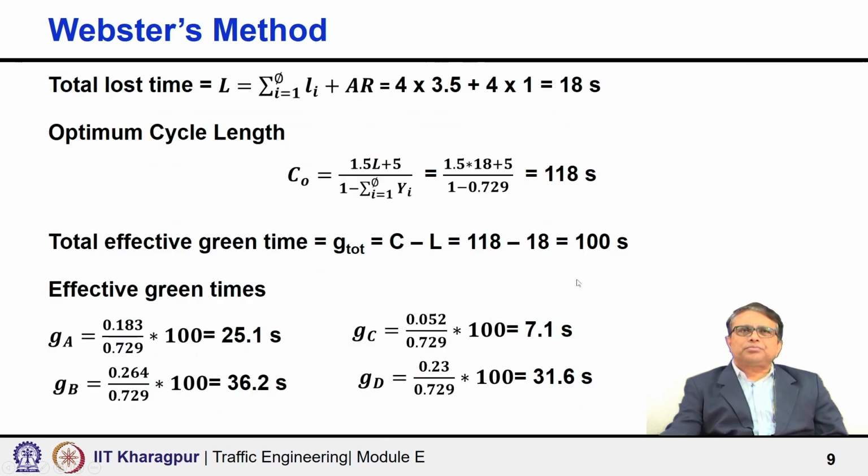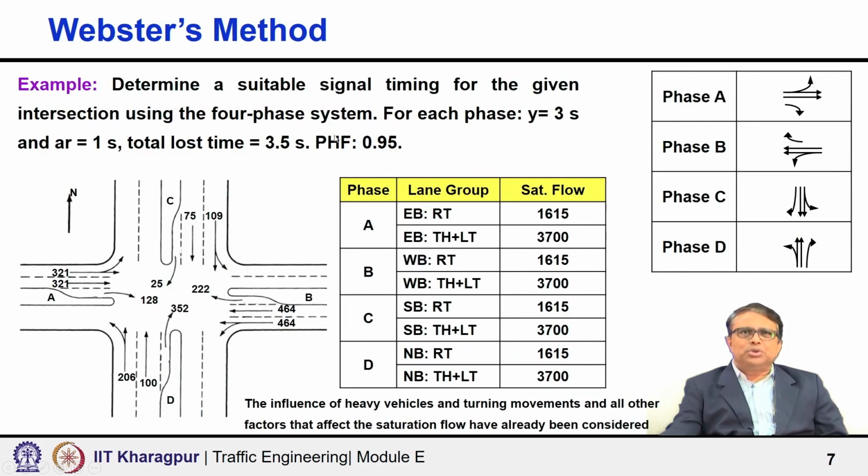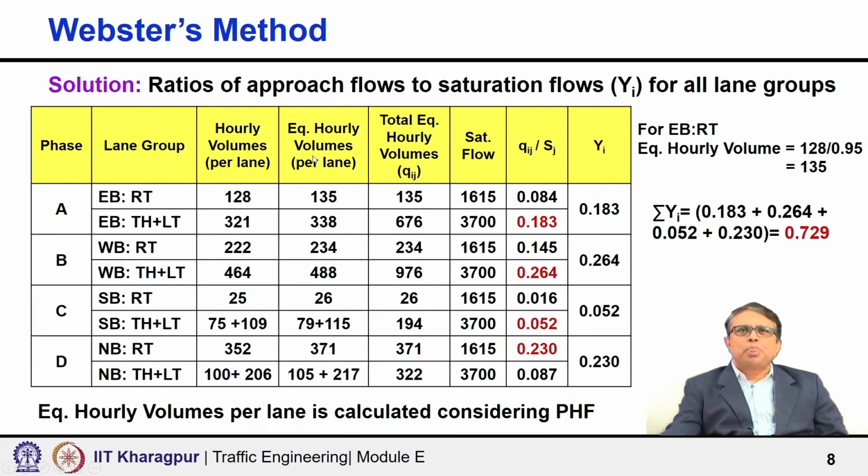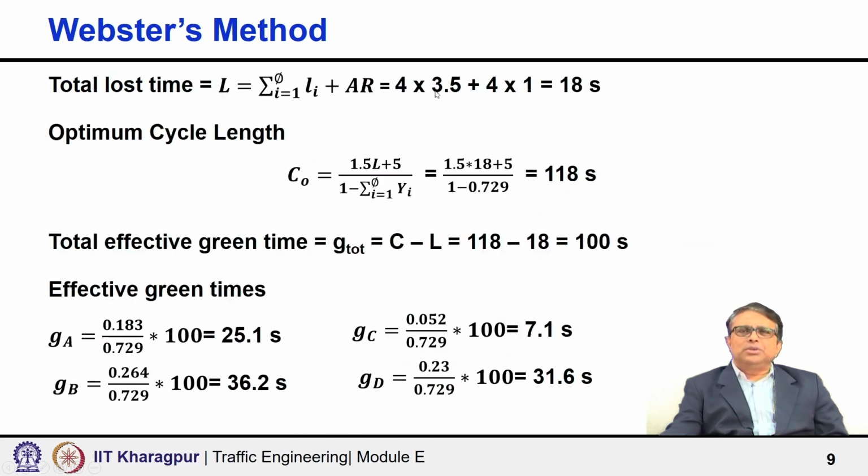Now, what is the total lost time? Lost time is lost time per phase plus the all-red time for the whole cycle. So, we know there are 4 phases, and for each phase the lost time is 3.5 seconds, given as input. So, total lost time is 3.5 seconds per phase.